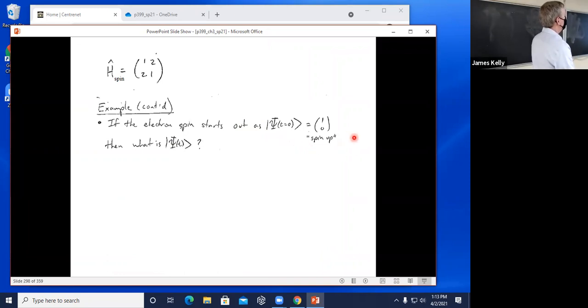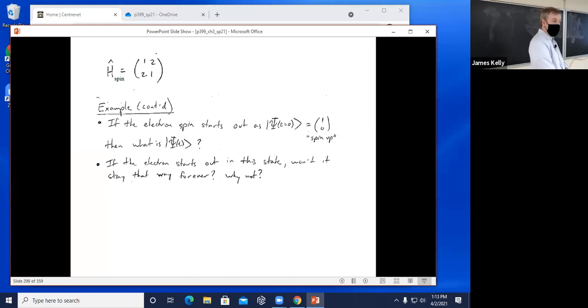to say, suppose it starts out in what we're going to call the spin up state. Its spin Z angular momentum is plus h bar over 2. So it starts out in this state. How do I find out how this evolves with time? Does it just stay at 1, 0? Okay, if it starts out in this state, won't it stay that way forever? The answer is, in this case, it won't. Why not? How would you put that into words? Or how would we test whether it would stay that way forever?